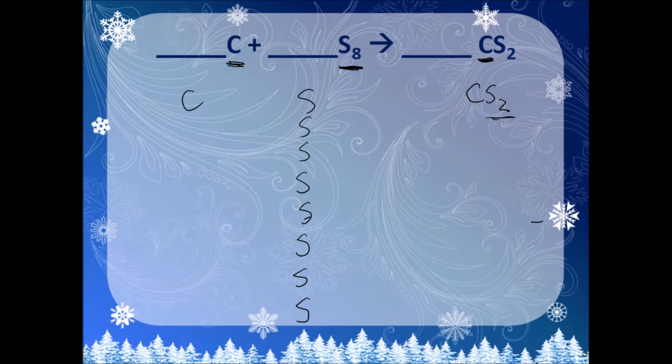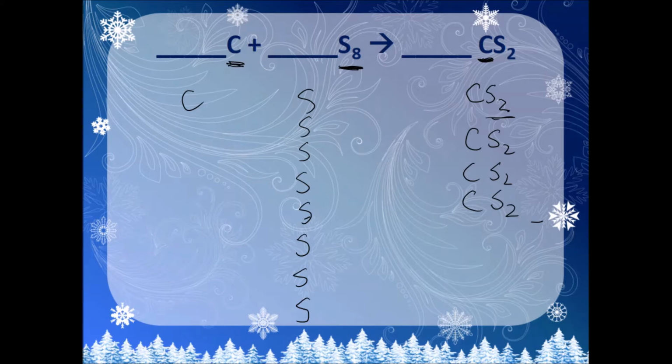Okay, it would be great if I could just scratch away the 2 and put an 8 there, but you can't do that. So if you need more S's, which we do, we need 8 of them, you're going to have to add them in groups of CS2s. So how many CS2s do you need in order to have 8? That's 4. Okay, so we fixed the S's.